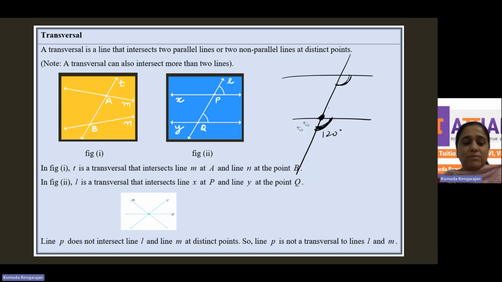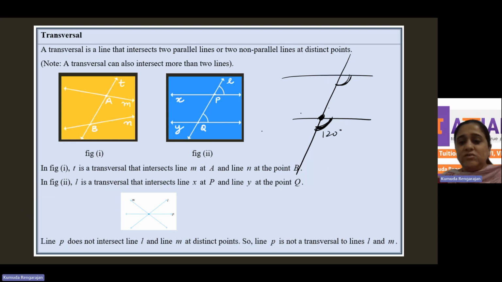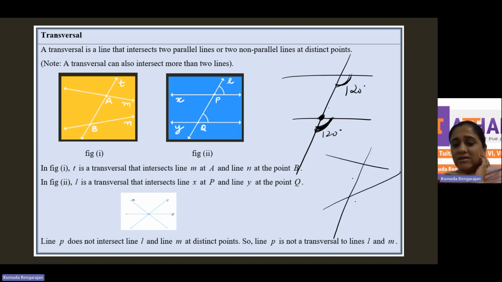So that's all. I'm about to finish. So if this is 120 degrees, this one and this one, they are corresponding angles, correct? Now, if this is 120, this is also 120. Why? Because the lines are parallel. So corresponding angles are equal. If the lines are not parallel, then these two are corresponding angles, but they're not equal. They'll not be equal and you can't find them also.